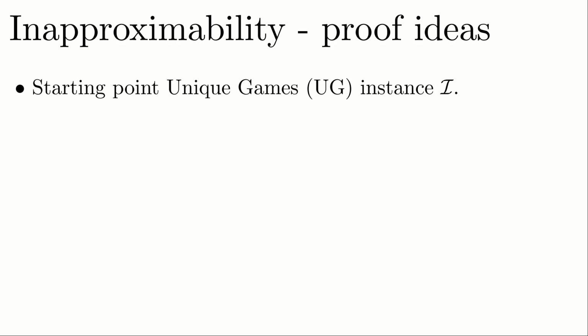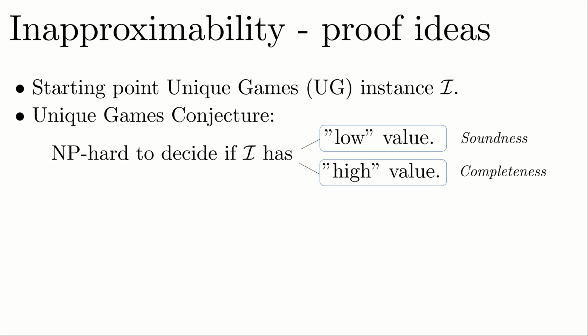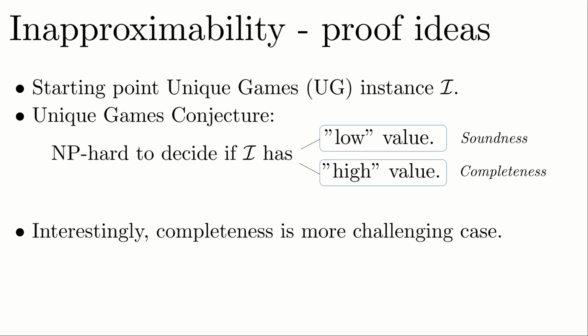I would like now to touch on some proof ideas that go into the inapproximability. Our starting point is a unique games instance I, and the unique games conjecture states that it's NP-hard to decide whether I has low value, which is known as the soundness case, or high value, which is known as the completeness case. And very interestingly, completeness is the more challenging case in this work, while usually in pretty much every single work on hardness of approximation, most technical work goes into soundness, and I think that this is an interesting difference. Let me tell you a bit about the soundness case.